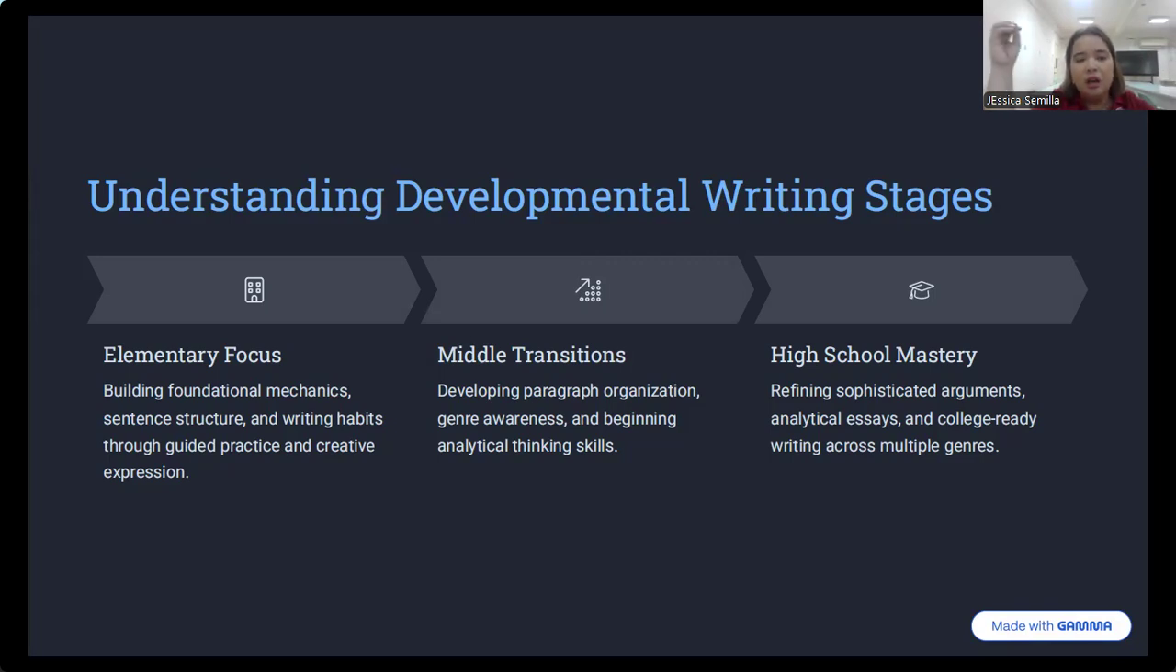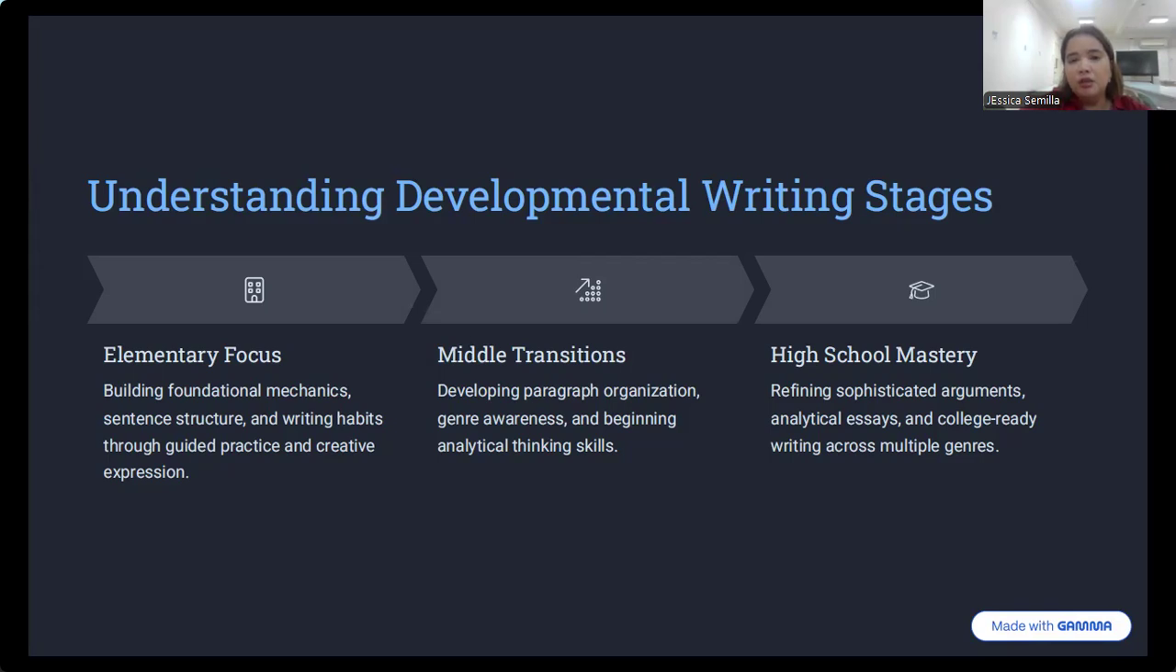On the other hand, after the elementary focus, we also have what we call the middle transition. This is from grade 4 to 6, wherein they will focus on learning how to develop paragraphs, how to organize paragraphs, how to be aware of words or vocabularies, and begin with analytical thinking skills and how to creatively present the writing, the writing document or the written text.